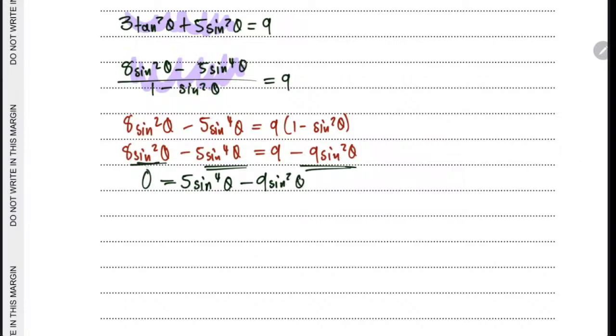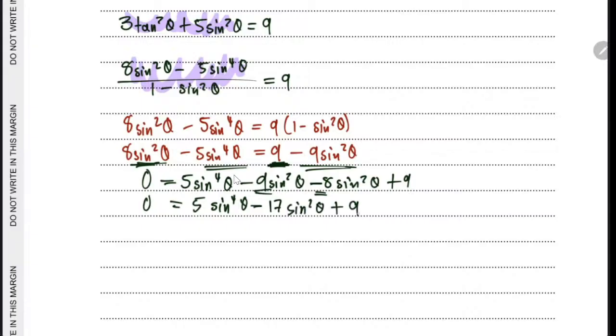I don't know why. So it's like plus 9 because you had a positive 9 already. So now you will say 0 is equal to 5 sine to the 4th theta minus 9 minus 8 becomes minus what? Minus 17 sine squared theta plus 9.